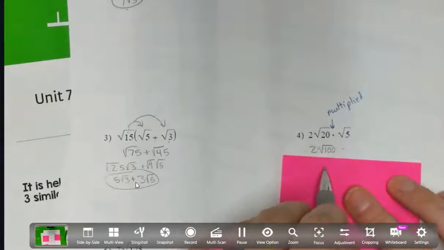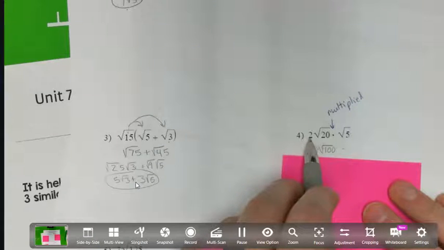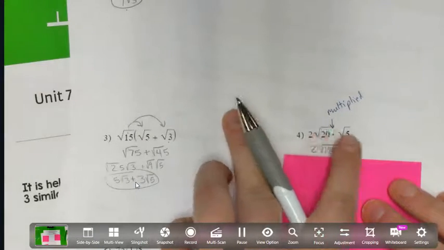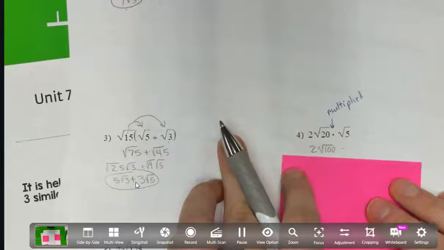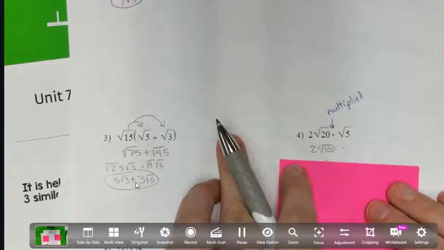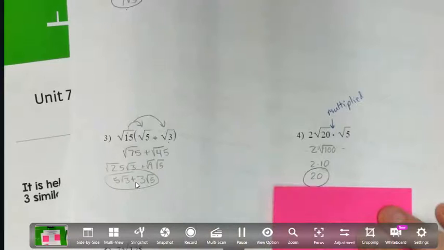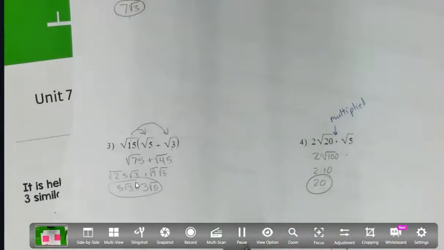So 20 times 5 is 100. And this 2 doesn't get touched at all. You can't multiply the 2 because, well, it's not under the square root. You can only multiply what's under the square root. Well, the square root of 100 is just 10, so 2 times 10 is 20, and that's how you end up getting 20 for number 4.